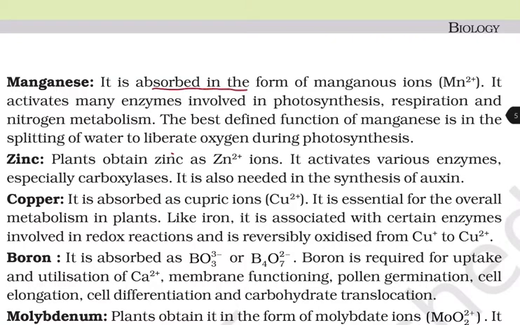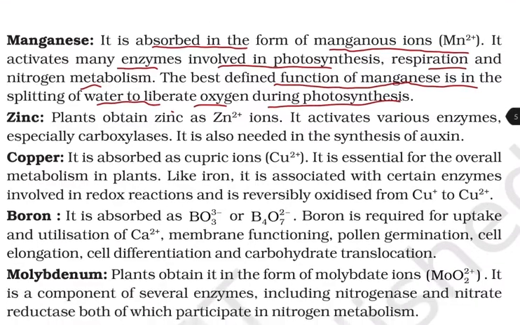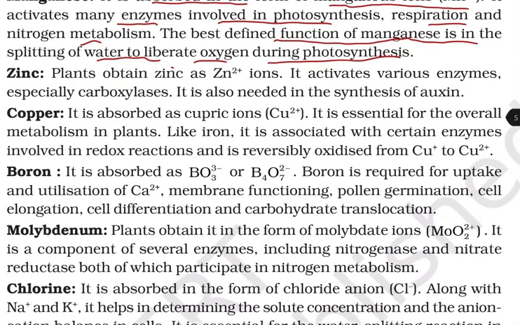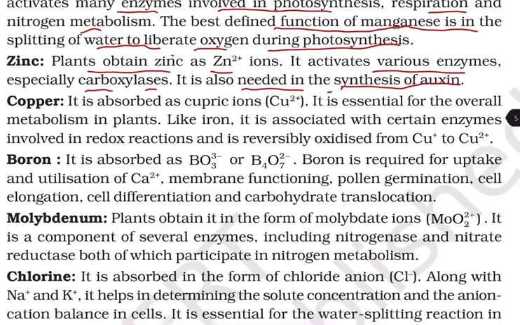Manganese. It is absorbed in the form of manganese ions, that is Mn2 plus. It activates many enzymes involved in photosynthesis, respiration, and nitrogen metabolism. The best defined function of manganese is in the splitting of water to liberate oxygen during photosynthesis. Zinc. Plants obtain zinc as Zn2 plus ions. It activates various enzymes, especially carboxylases. It is also needed in the synthesis of auxin.